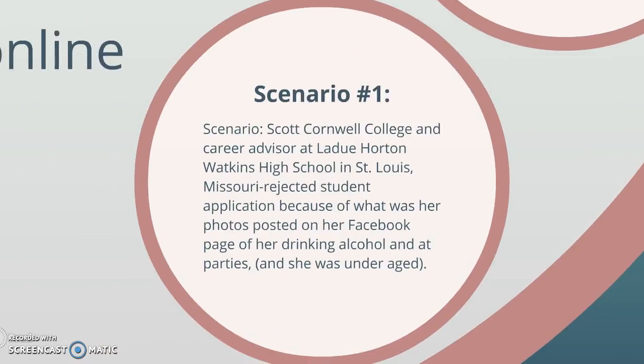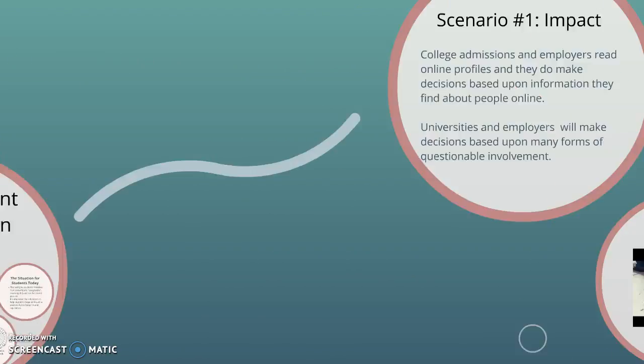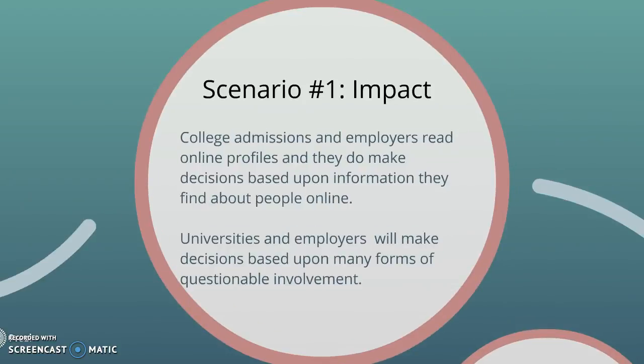The first scenario I'm going to talk to you about today is a student who applied for a prestigious high school in Missouri and was actually rejected because of her Facebook page. So it was down to her and another girl, and the college decided to go with the other girl because of her posting pictures about drinking alcohol and going to parties, and she was underage, obviously, as well. So that affected her, and she wasn't able to get into the high school, and they went with the other candidate.